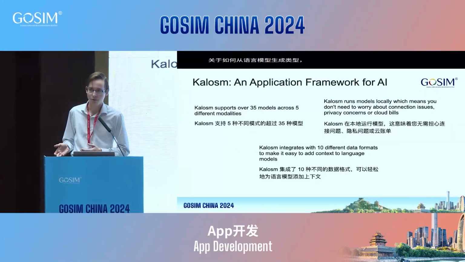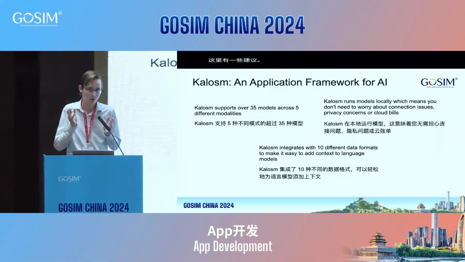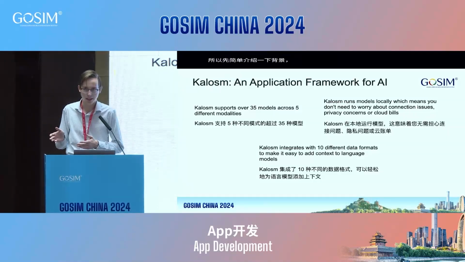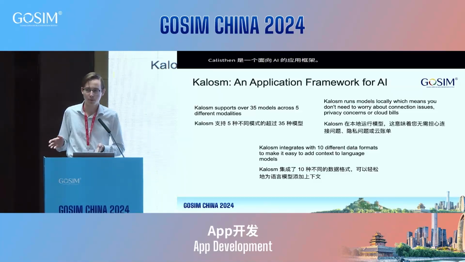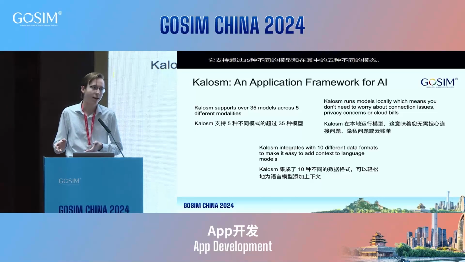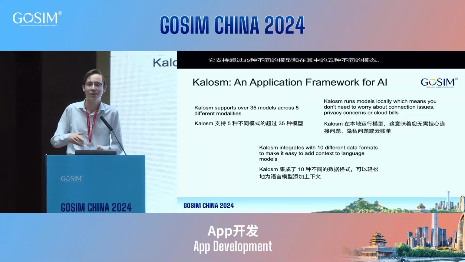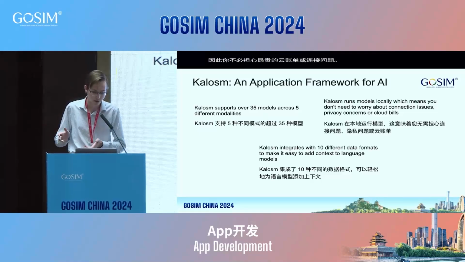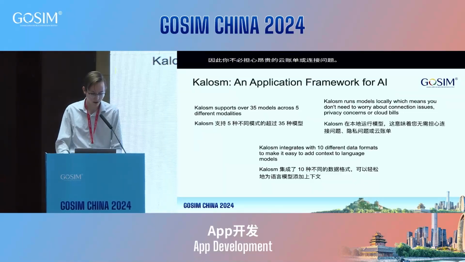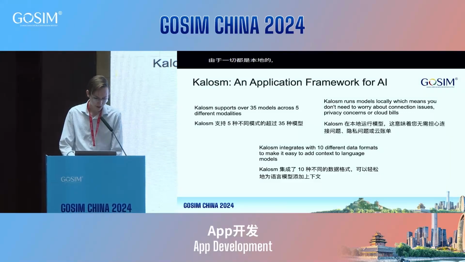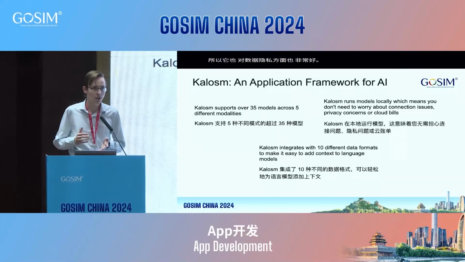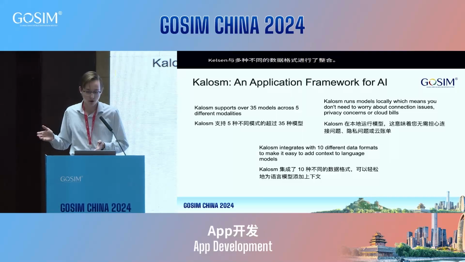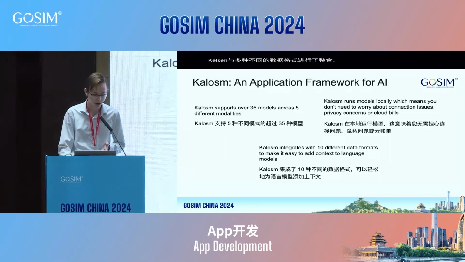GOSIM is an application framework for AI. It supports over 35 different models and 5 different modalities within that. It runs models locally, so you don't have to worry about expensive cloud bills or connection issues. And since everything is local, you don't have to send data to servers that you might not trust with the data. So it's great for privacy on data as well. GOSIM integrates with a bunch of different data formats and other libraries in the Rust ecosystem. So it's easy to load documents that you have access to and use those as context for your language model tasks.